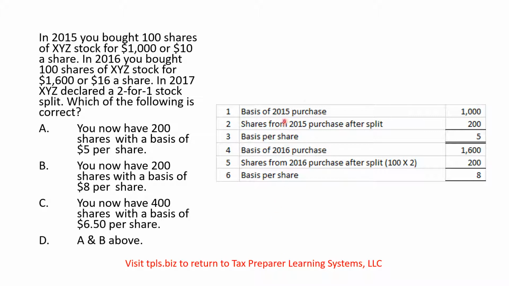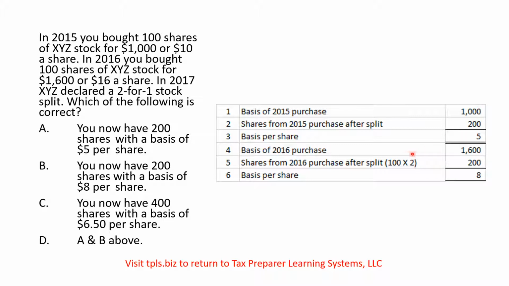Well, as we can see, the basis per share of the 2015 purchase is now $5 per share. We take the $1,000 we paid for the 2015 shares. We now have 200 shares. We started with 100, but it was a 2-for-1 stock split. So we now have 200 shares. We take the original amount we invested, divide it by the number of shares we now hold, and we come up with a $5 per share basis.